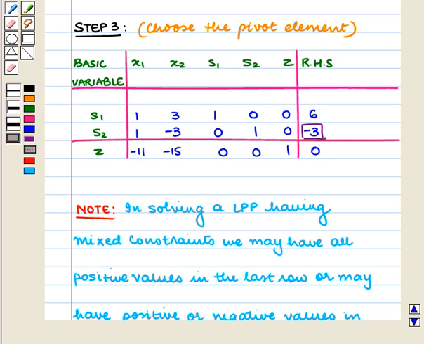Now here we have minus 3 in the RHS column. We move to the left in that row. Here we have one negative number, minus 3. We choose minus 3. So this x2 is our pivot column.